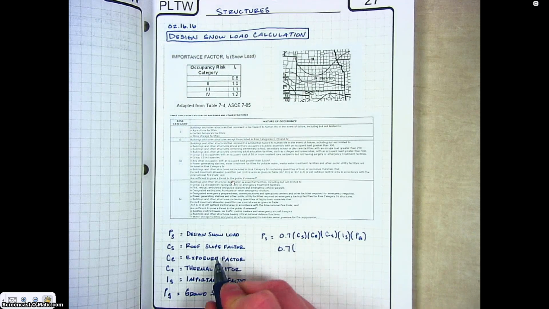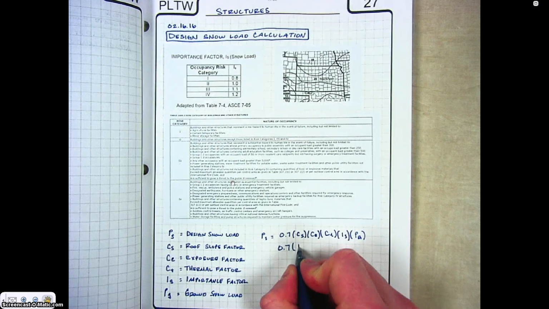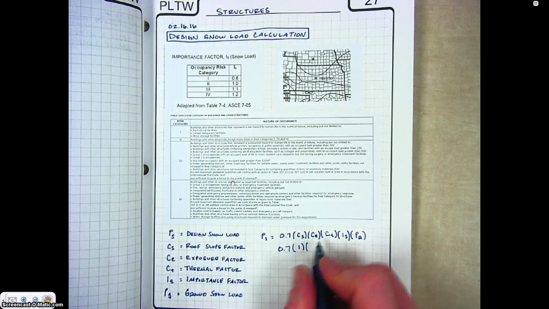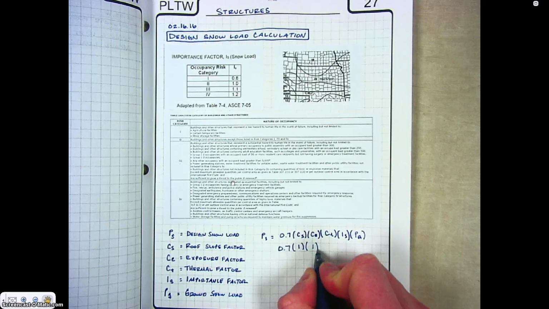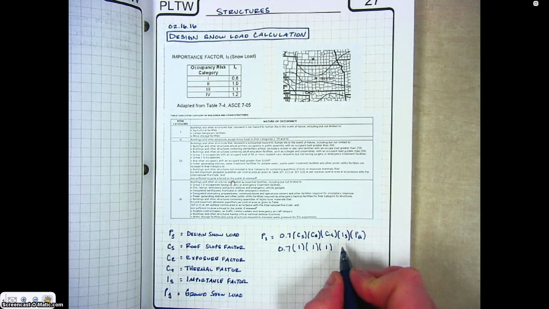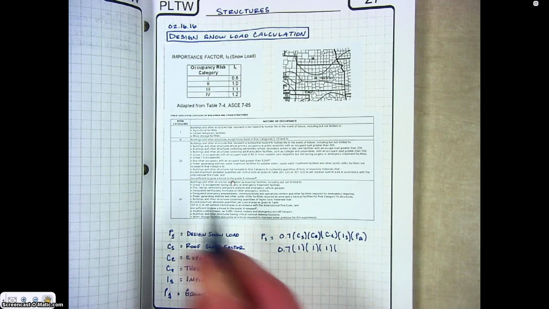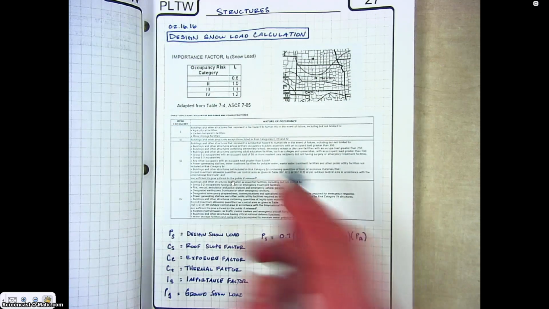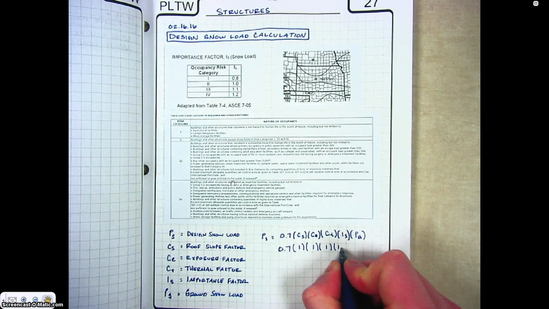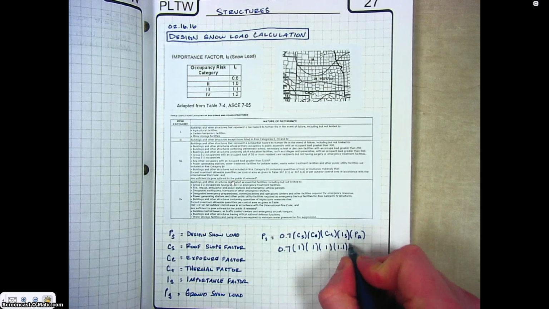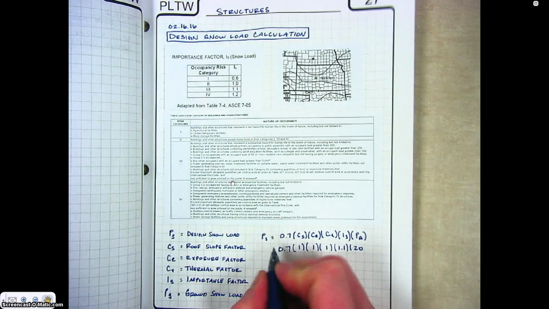0.7. Again, I said the slope factor, flat roof, is 1. The exposure factor is 1. The thermal factor is going to be 1. The importance factor of our building based on our risk category 3 is 1.1, times our ground snow load, which is 20.